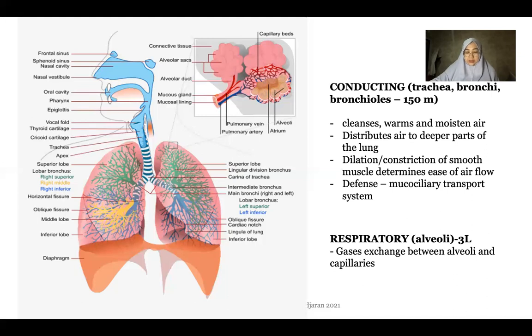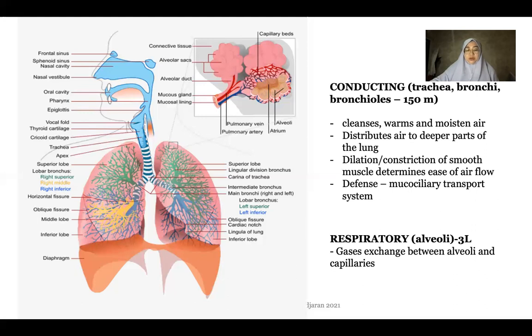So certainly one of the roles of the conducting portion of the respiratory system is to distribute air into the rest of the lung. The conducting portion will also warm and moisten the air. We'll talk a little more about that in a future session. It also has a major role in cleansing the air. Again, this gets into the idea that the lung has to be concerned with all of these liters and liters of air that it's bringing in.